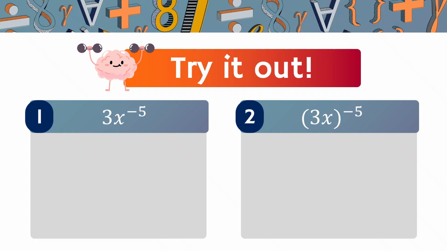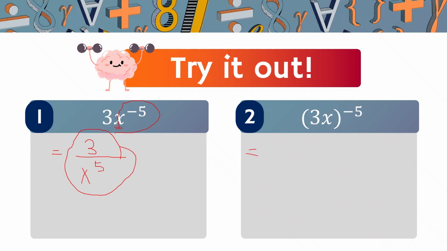3x raised to negative 5. So our base here is x. So we will get its reciprocal. And by doing that, we will have 3 over our base x raised to negative 5. So we will make it positive. And our answer is 3 over x raised to 5.